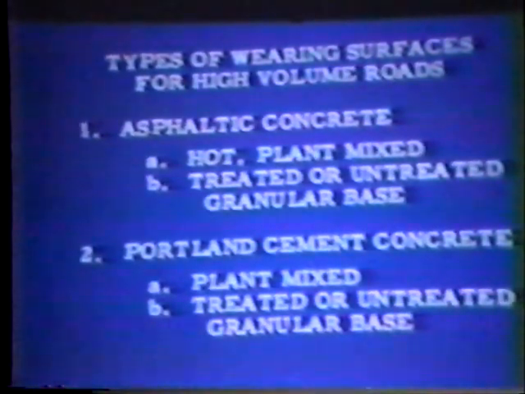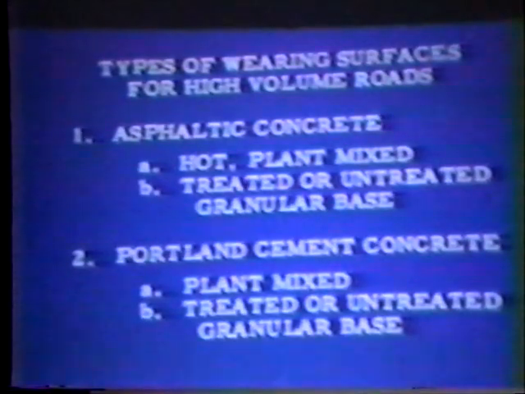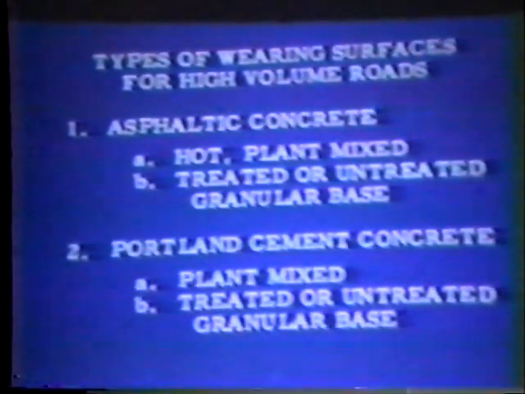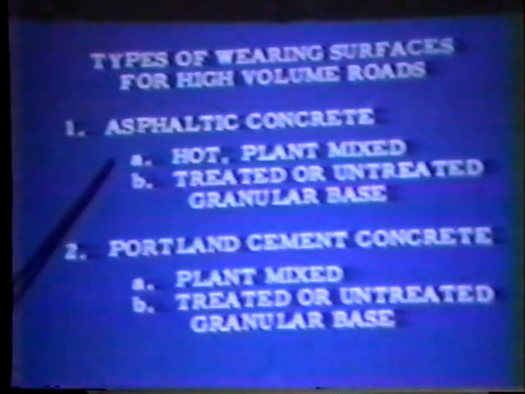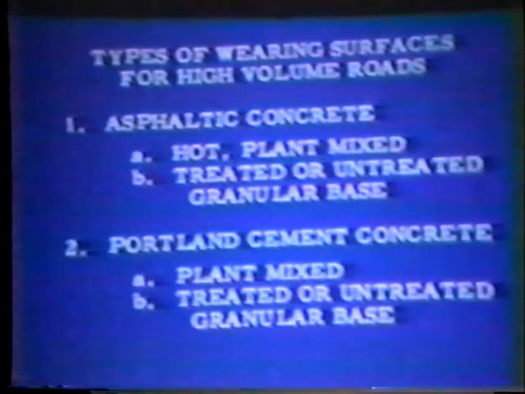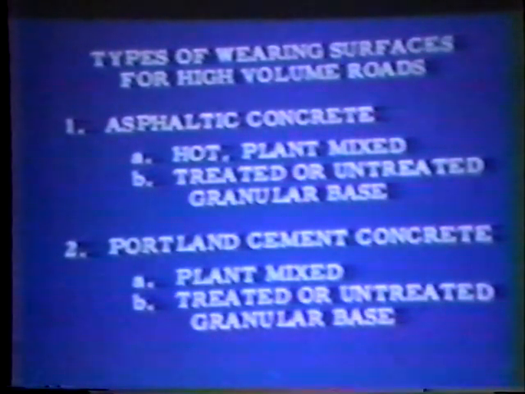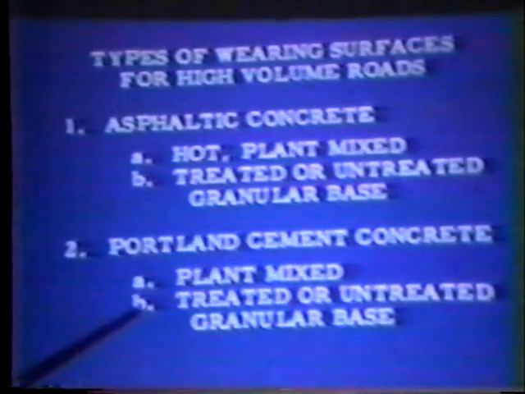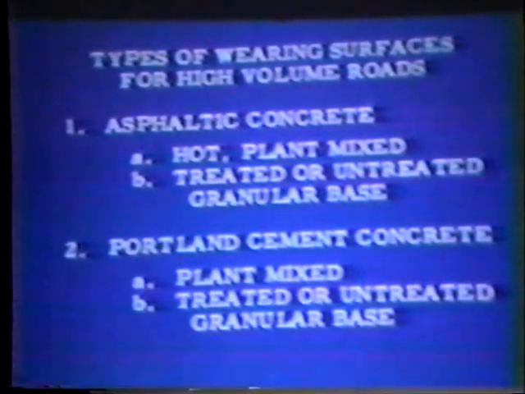Now, for relatively high volume roads, and I guess I would put the break point somewhere around 500 to 1,000 vehicles a day, you can certainly justify the expense of high-type pavements, asphalt concrete, typically hot plant mixed, with a treated or untreated granular base. You can justify Portland cement concrete for the higher type highways. Again, a plant mixed material. It could have a treated or an untreated granular base. By treated, I mean having some kind of a binder in the base.